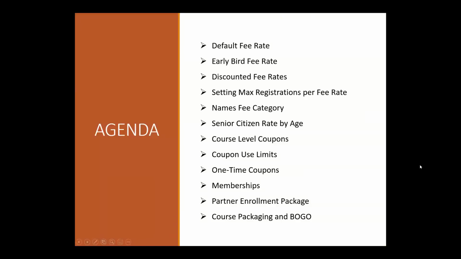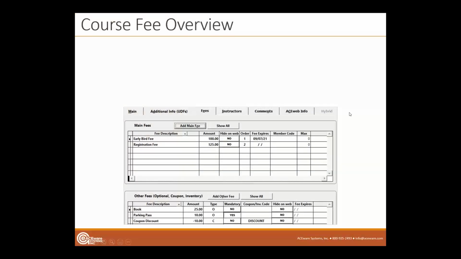For this agenda, we're going to talk about the default fee rate, early bird fee rate, discounted fee rates, setting a max registration per fee rate, which is pretty new, names, fee categories, senior citizenry rate by age, which is also somewhat new, course level coupons, coupon use limits, one-time coupon, memberships, partner enrollment package, which is very new, and course packaging and BOGO. So the first one, just jumping in, is the course fee overview.